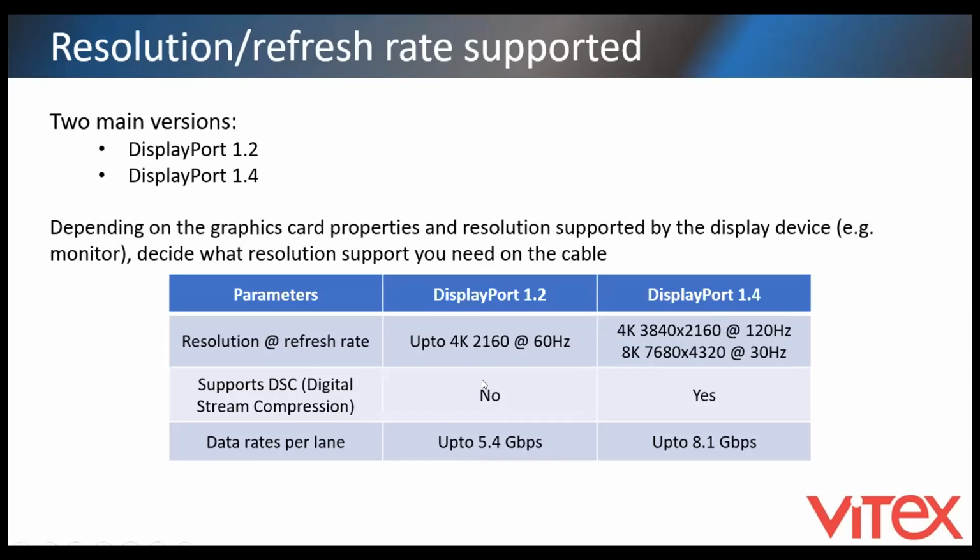Now, the bandwidth supported by DisplayPort 1.2 is 21.6 Gbps. Since there are 4 lanes, it's limited per lane. The per lane data rate is up to 5.4 Gbps for 1.2, and for DisplayPort 1.4, the total bandwidth is 32.4 Gbps, and the per lane data rate is limited to 8.1 Gbps.